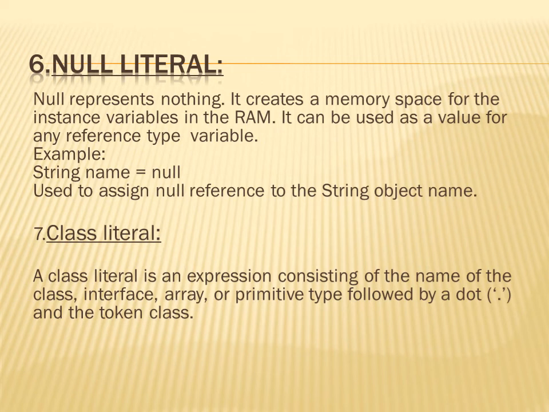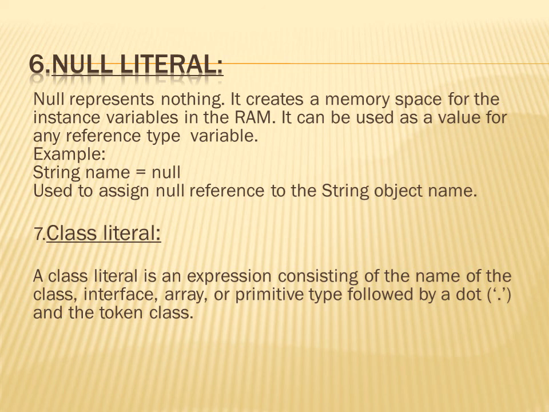Next is null literal. Null represents nothing. Null means nothing is there. That is the blank space, that zero space. It creates a memory space for the instance variables in the RAM. Instance variables means the variables that are used inside the class. It can be used as a value for any reference type variable. For example, string name equal to null. The object is name, that is null. Used to assign null reference to the string object name.